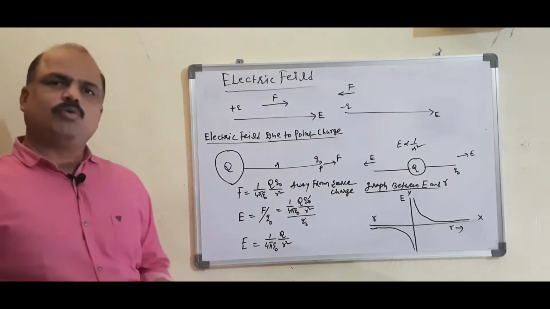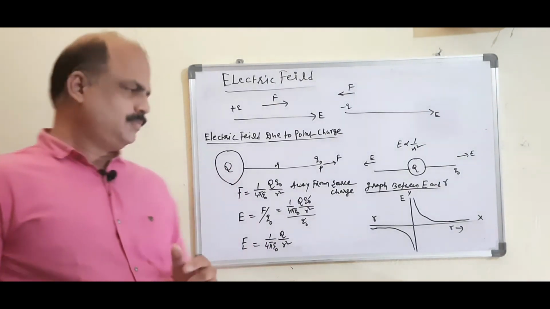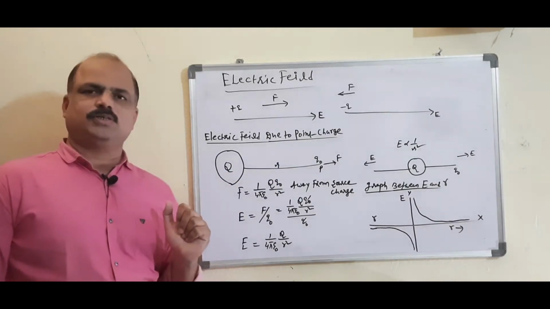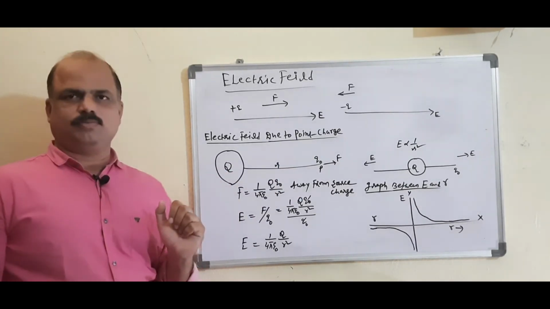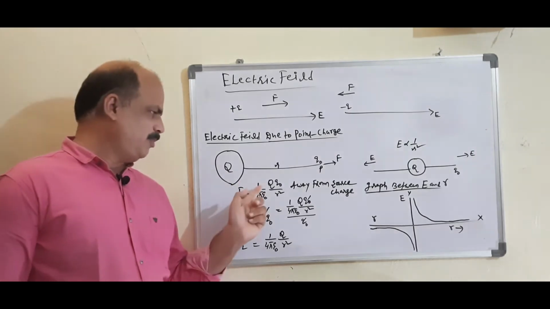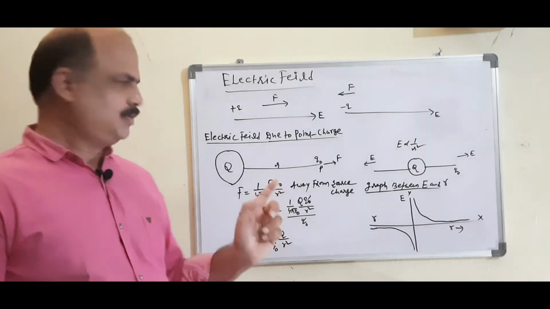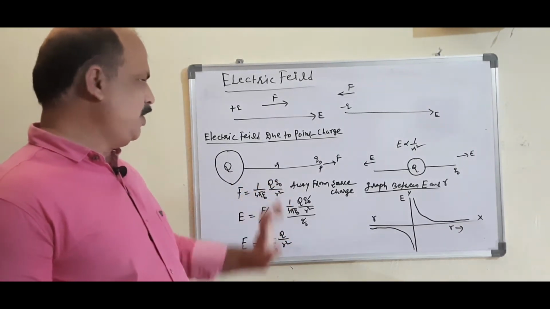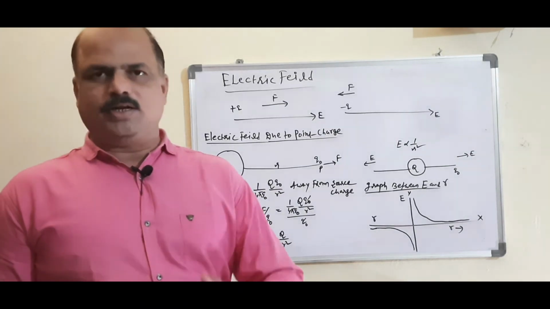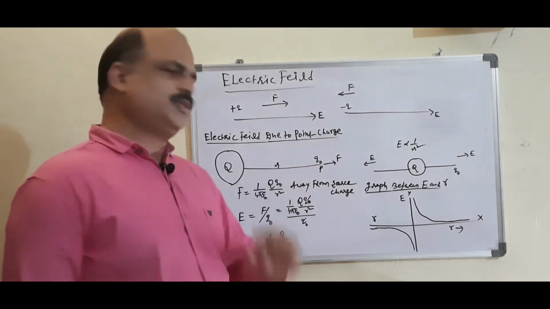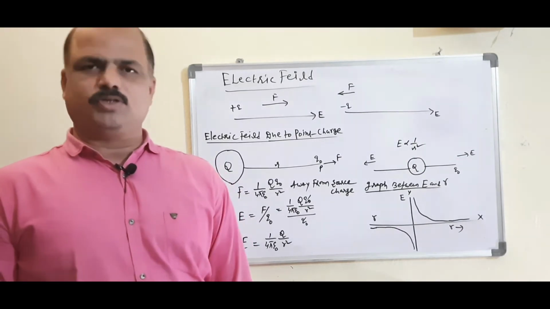Now, according to Coulomb's law, the force between these two charges, F, is equal to 1 by 4 pi epsilon naught Q into Q naught by r square. What is the direction of force here? Away from the source charge.